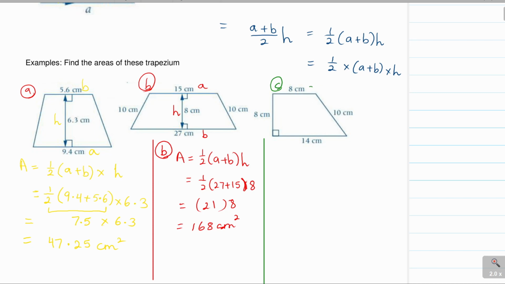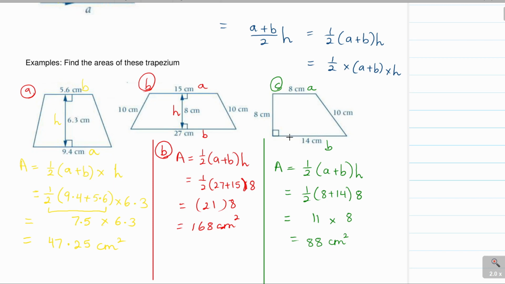My two sides would be here, A and 14, which is B. So my area is a half of my A plus B multiplied by the perpendicular height. That's a half of 8 plus 14 multiplied by 8. So let's look at this part. 14 plus 8 or 8 plus 14 is the same thing. And then dividing that by 2 will give me 11. 11 multiplied by this 8 is 88 centimeters squared.